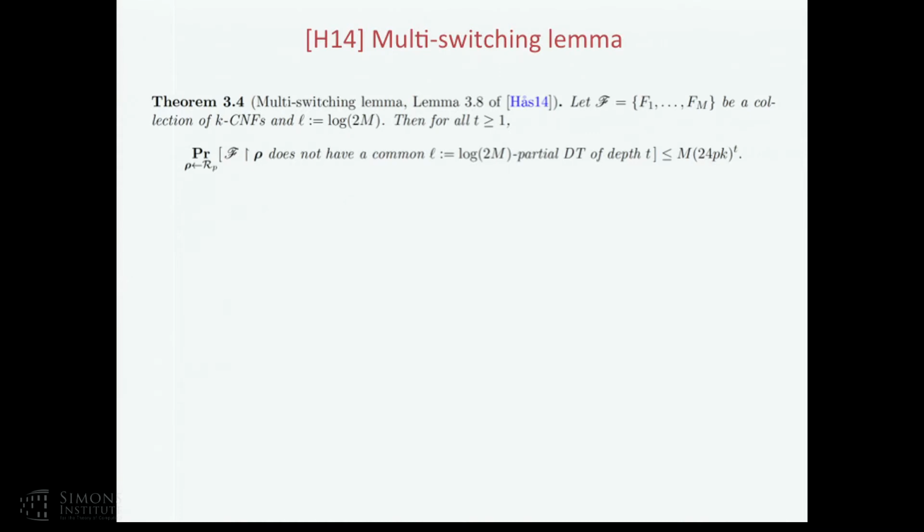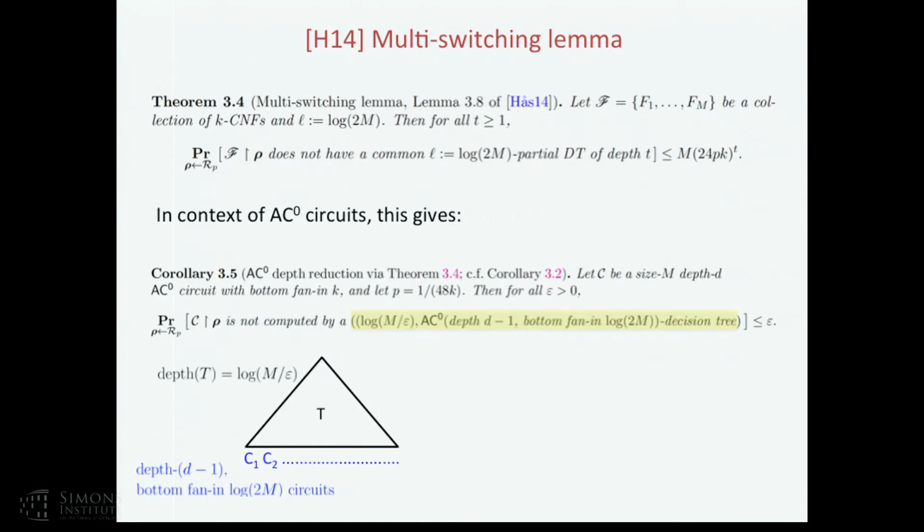The multi-switching lemma, and again, I'm referring to Håstad's version here, but there's an equivalent version of Pagliazzi et al. The multi-switching lemma says what? It says, if you have a family of CNFs, and you hit that family with a random restriction, this is just saying the worst CNF, the worst function in the family, after a random restriction, the probability that they don't have a common partial decision tree with this log 2m depth for the extra parts you need hanging off the bottom, that's exponentially small. It goes down very fast.